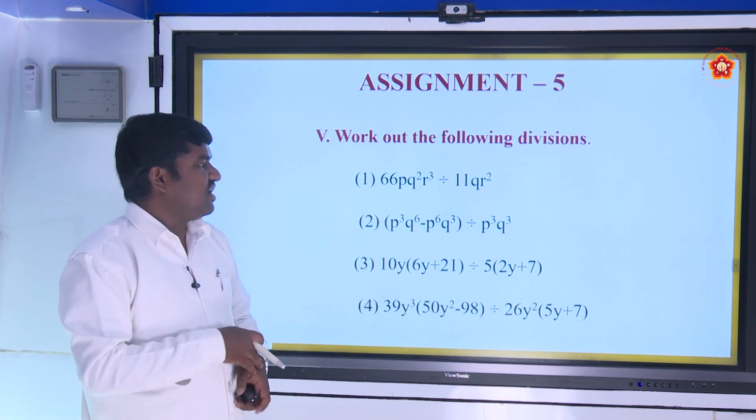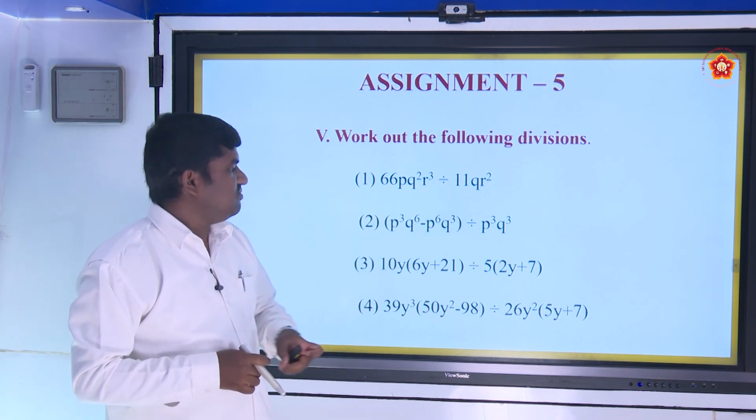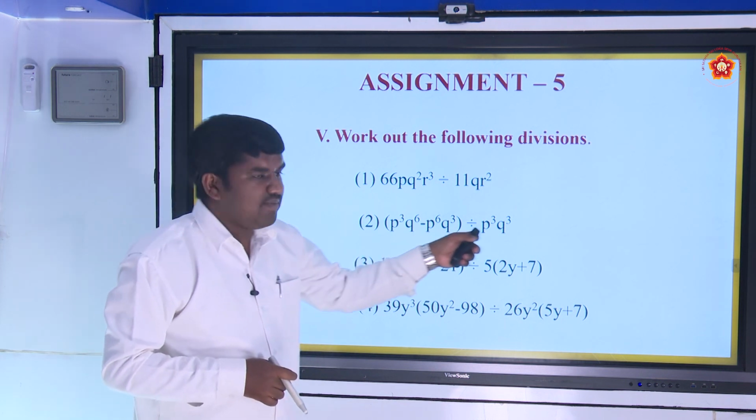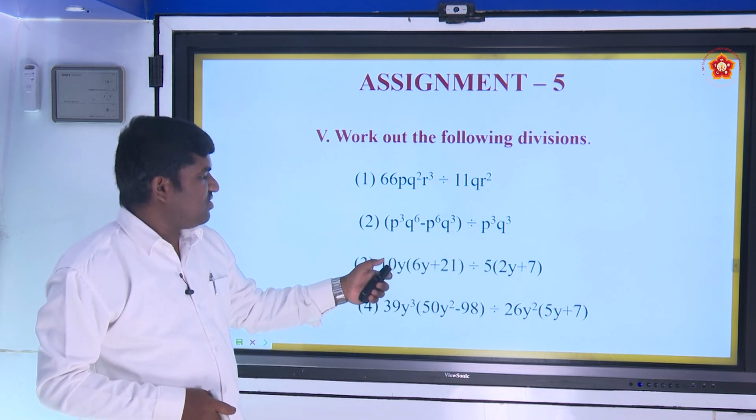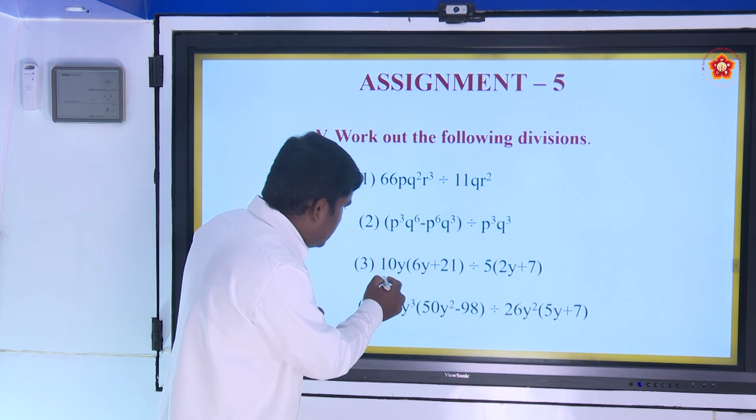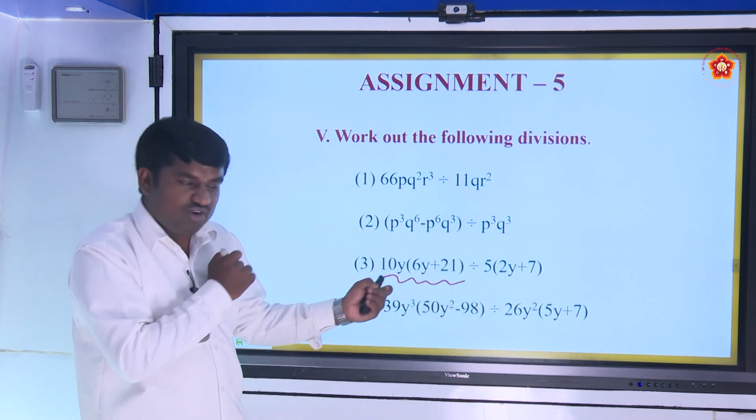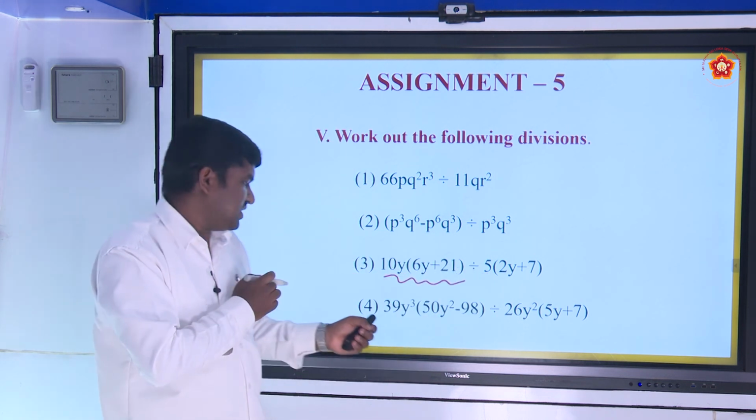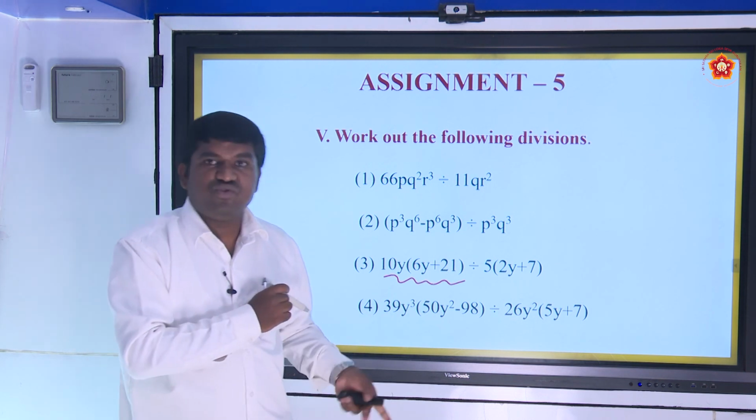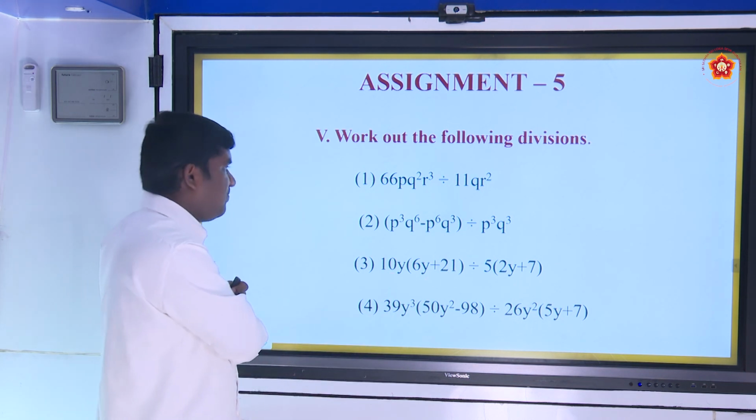Very simple, you can do. This is monomial by monomial. Yes, this is polynomial by monomial. Then this is also, but actually this is one term, meaning monomial divided by monomial, you can do it. These four are very easy.